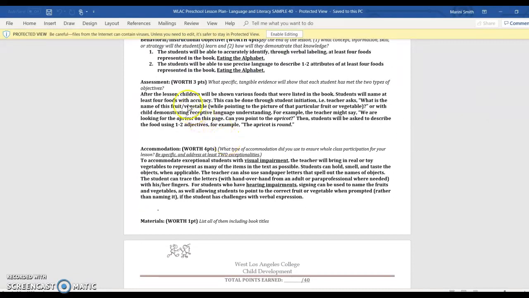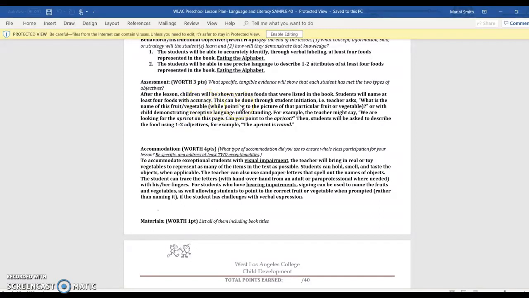So this is how you're going to determine at the end of the lesson how we know whether or not the student met the objective. So what specific tangible evidence will show that each student has met 2 types of objectives? After the lesson, children will be shown various foods that were listed in the book. Students will name at least 4 foods with accuracy. So again, this is very specific.